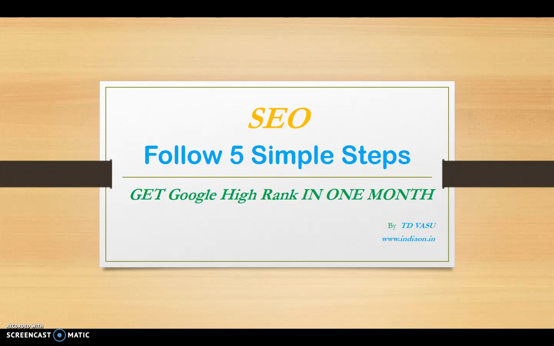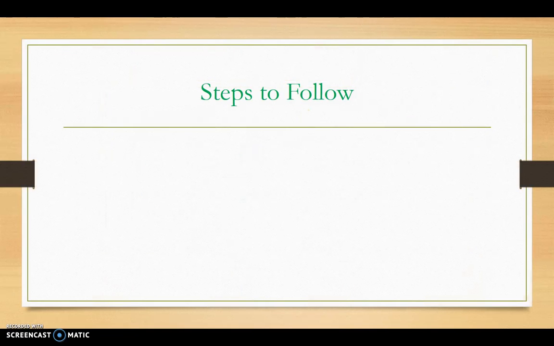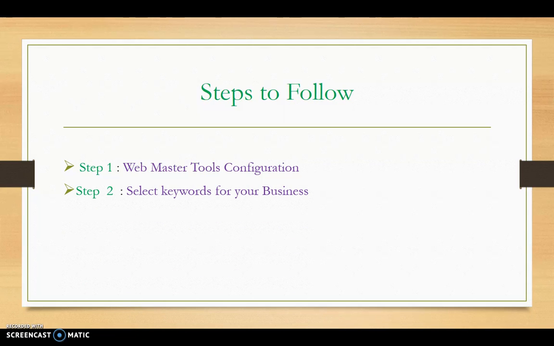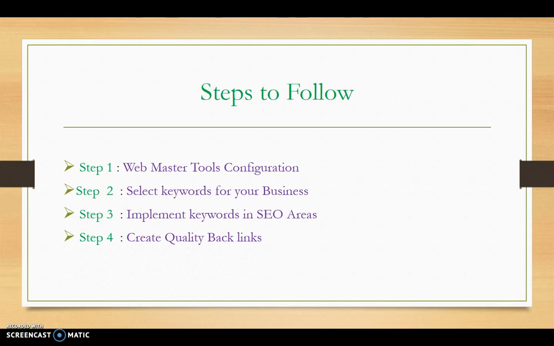In this, we have discussed already in my previous video the 5 simple steps. We can mention them one more time here. The first one, webmaster tool configuration. The second one, select keywords for your business. The third one, implement keywords in your SEO areas. Fourth one, create quality backlinks. Fifth one, create and update a blog for your business. In this video, we are going to discuss webmaster tool configuration.